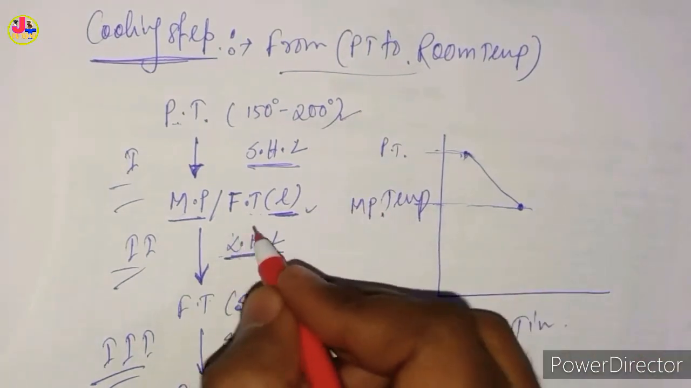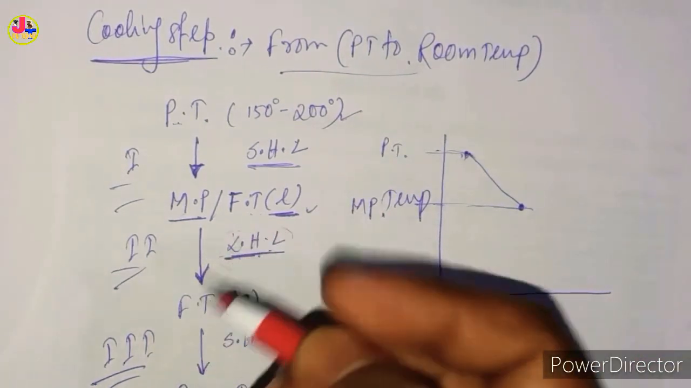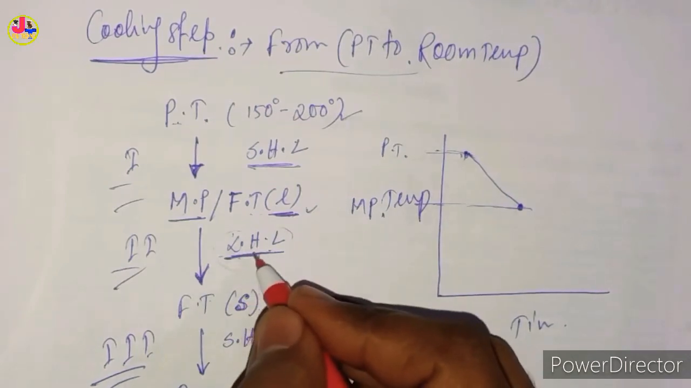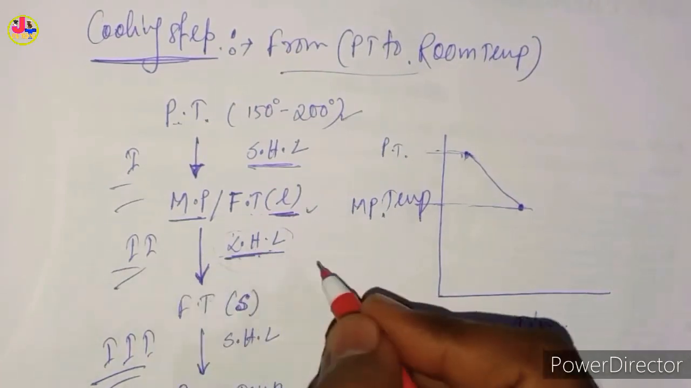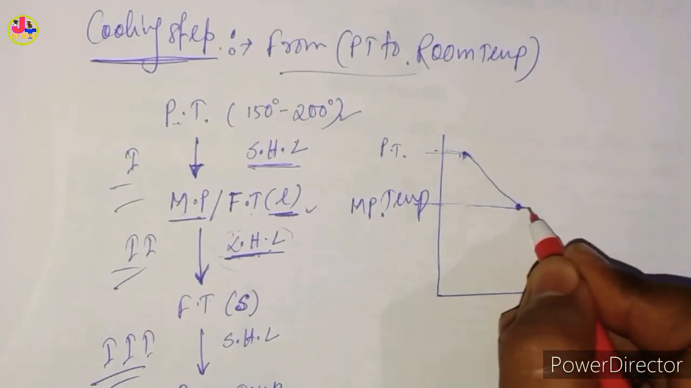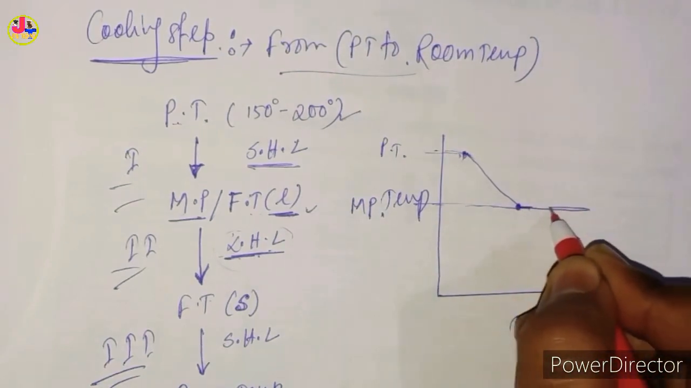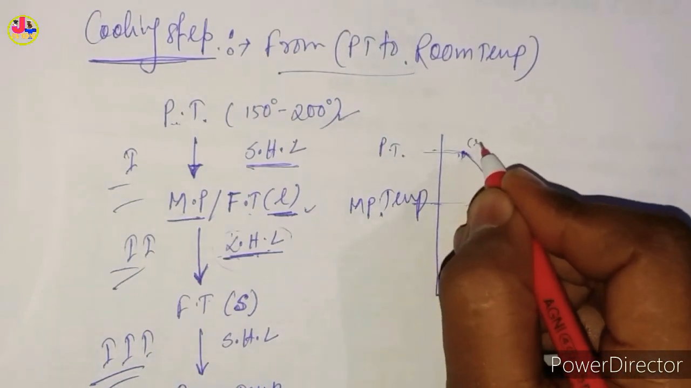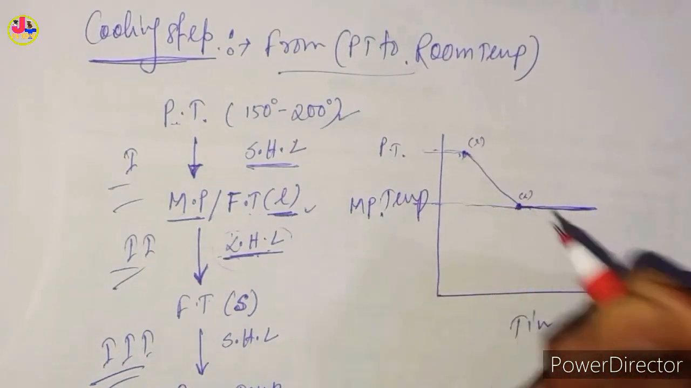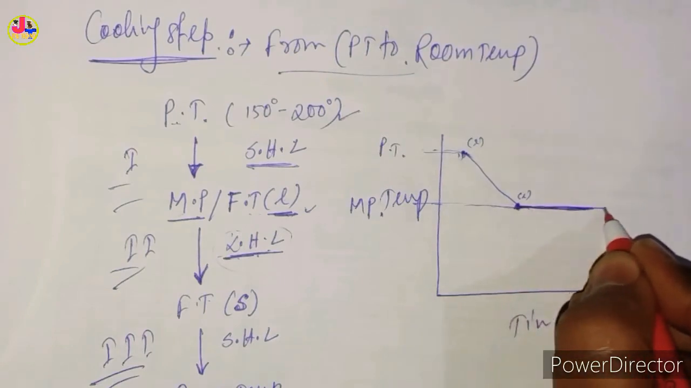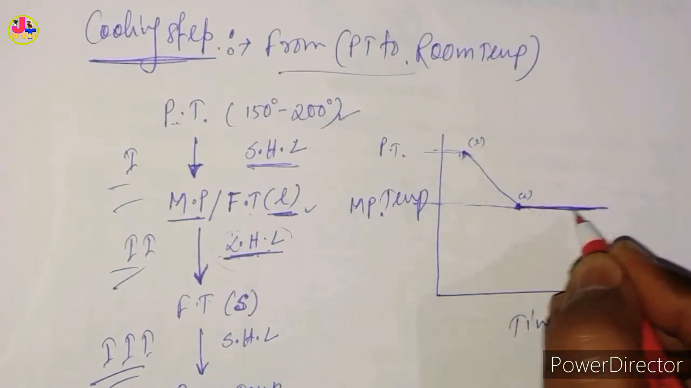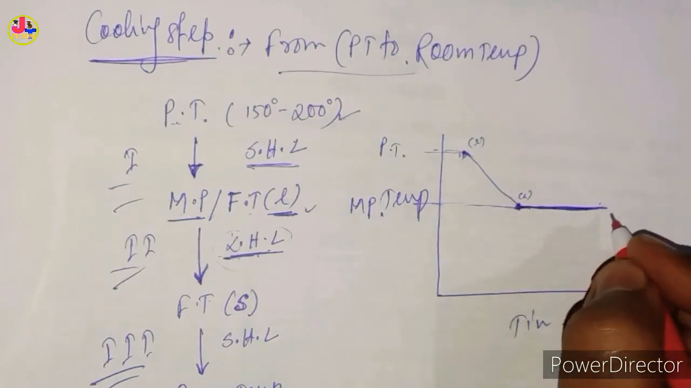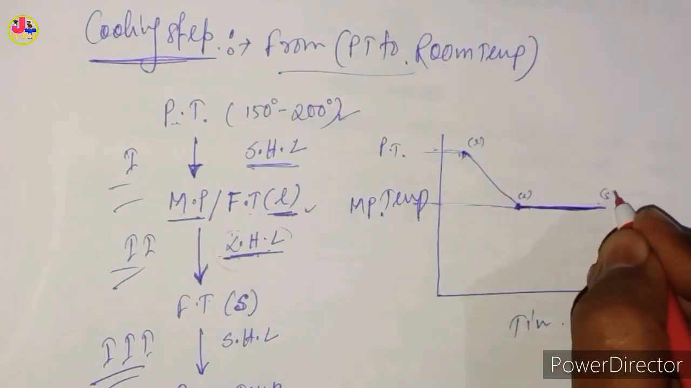After that, due to latent heat, the temperature will be constant and the phase will change. So the temperature is constant like this. It is liquid, but the liquid starts to convert into solid. Temperature is constant, but liquid starts to convert into solid, so this is the solid state.